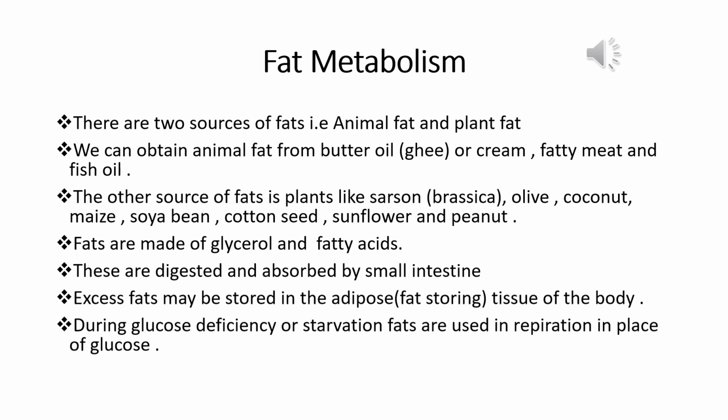Fat metabolism. There are two sources of the fats, that is animal fat and the plant fat. We can obtain animal fat from the butter oil, ghee or cream, fatty meat and fish oil. Moreover, students, the other sources of the fats is plants like sarson, Brassica. Brassica is the biological name of the sarson. Olive, coconut, maize, soya bean, cottonseed, sunflower, and peanut.